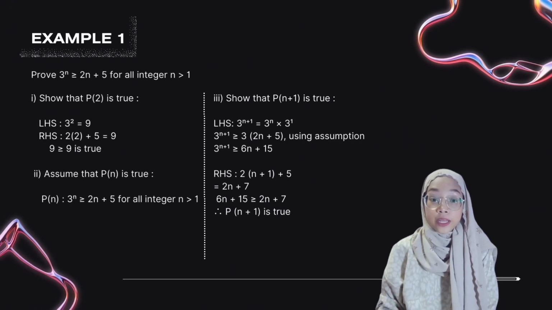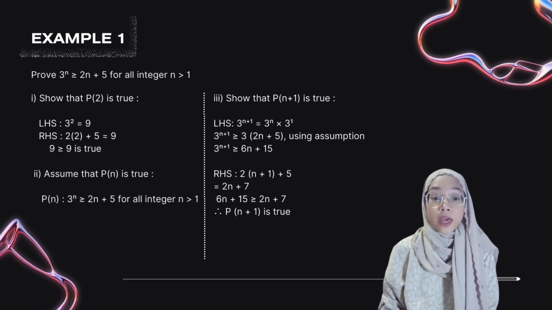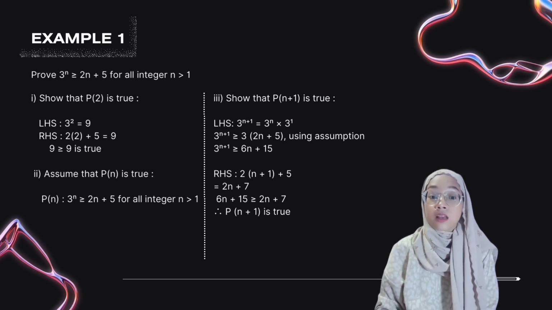For example 1, prove 3 power n more than or equal to n plus 5 for all integer n more than or equal to 1. Step 1, show that P2 is true. So left hand side equals 3 power 2 equals 9. Right hand side 2 multiply 2 plus 5 equals 9. So 9 more than or equal to 9 is true.